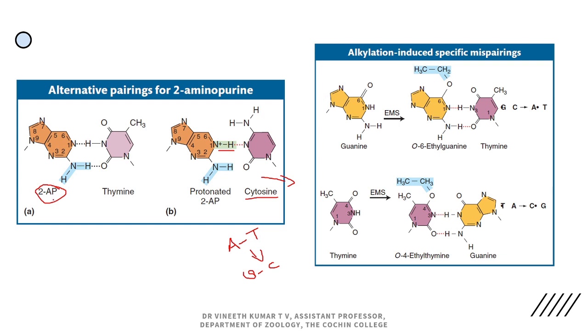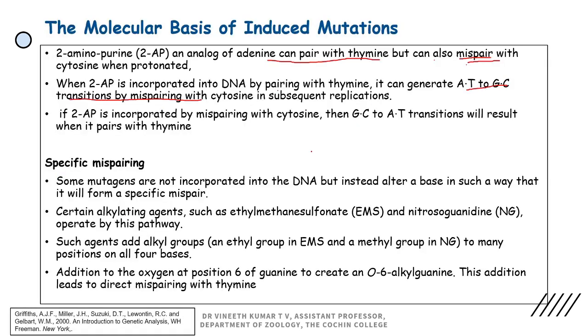So here you can see this is 2-aminopurine. It can pair with thymine in normal circumstances, but because these analogs are unstable, they easily get protonated. As you see here, it gets protonated, and on protonation, it pairs with cytosine. And because of that, an AT pairing is now replaced by a GC pairing. Because in the next round, the cytosine will surely pair with a guanine, and that is how a mutation occurs by these base analogs.